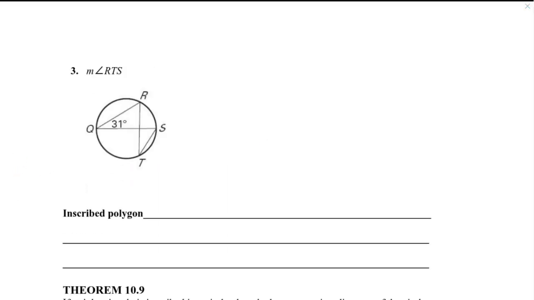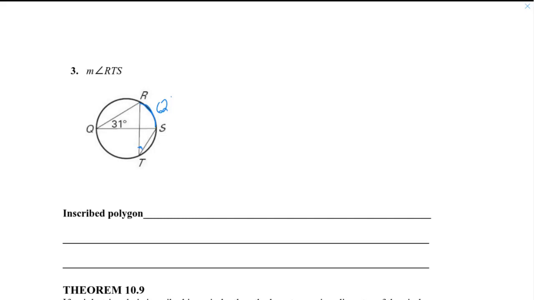All right, moving right along. So we want to find the measure of angle RTS. So we're looking for this angle right here. Well, we see that angle Q is 31 degrees. So we can figure out that the arc opposite that is going to be double that. So we know that would be 62 degrees.